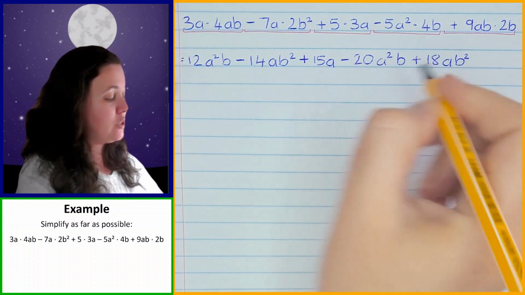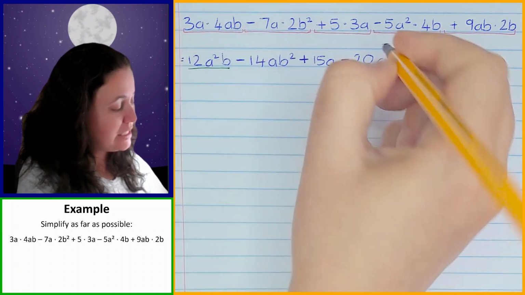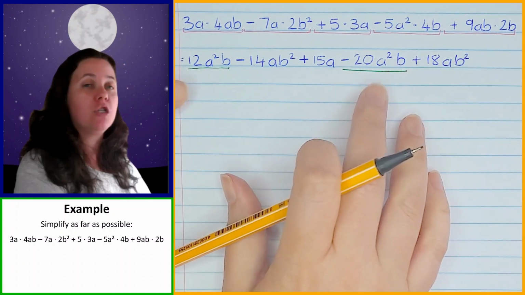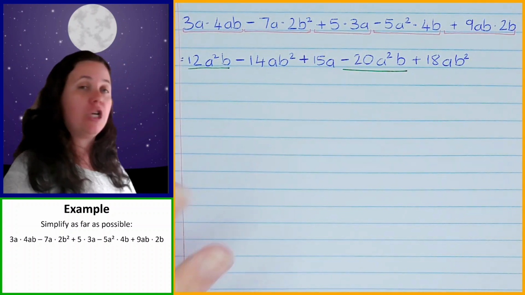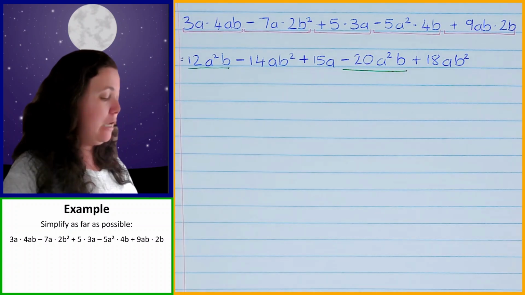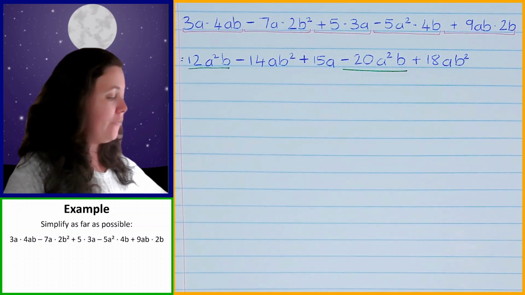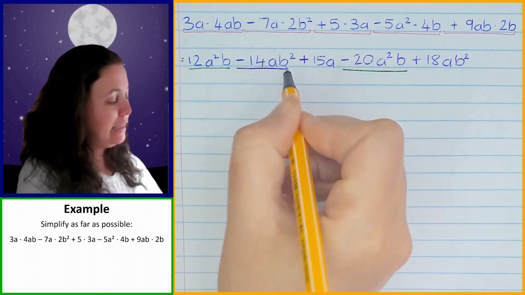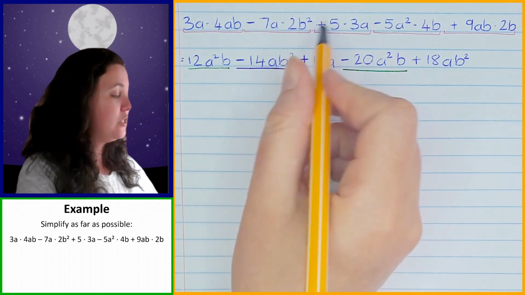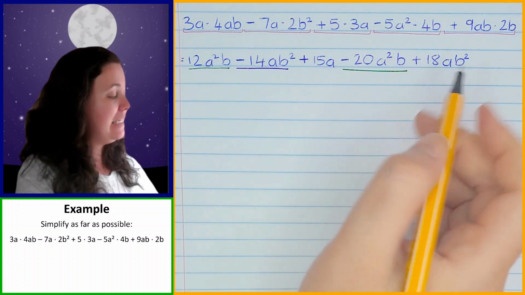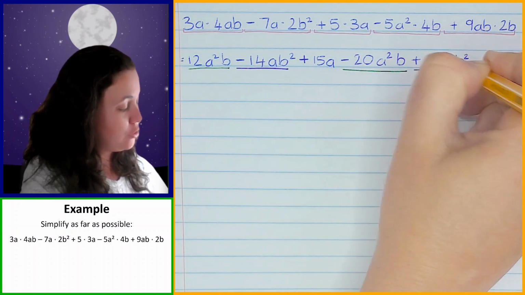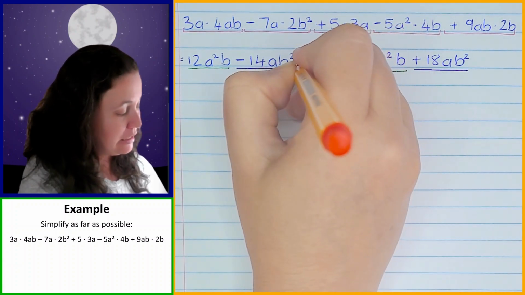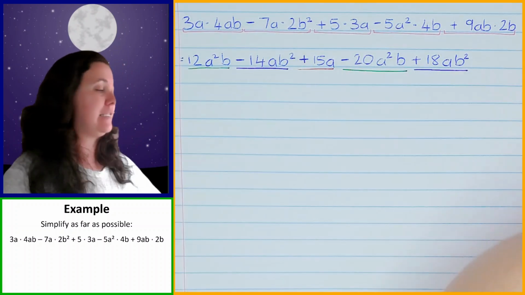Here's another a squared b. So these ones are the same as each other. I've got 12a squared b and negative 20a squared b. Those are like terms. So they are going to be combined. Then I also have over here negative 14ab squared. That is a like term with this one over here, 18ab squared. They are like terms. And then this 15a over here doesn't have any partners. There's nothing that's a like term with that. So it's going to stay as it is on its own.